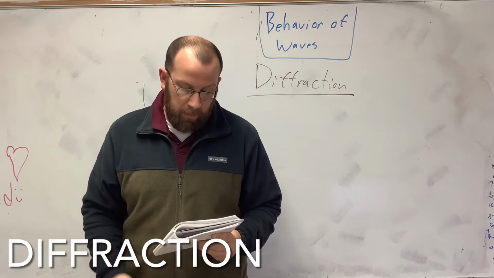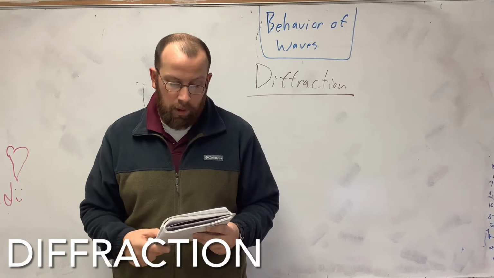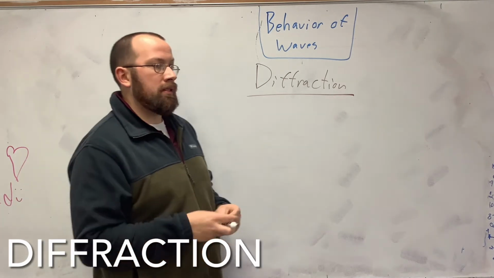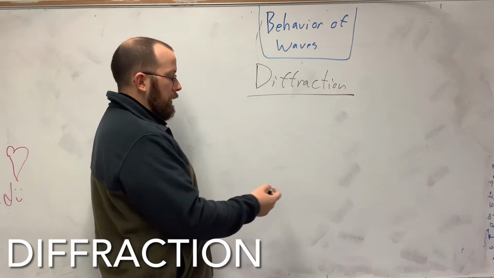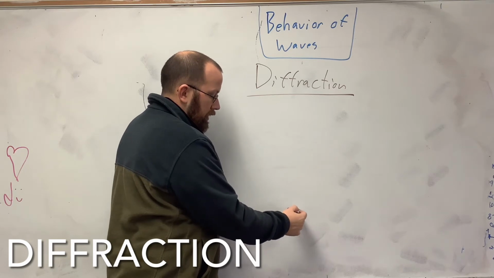So diffraction is when a wave bends around an obstacle or passes through an opening and spreads out. So an example of this is a loud crash in the hallway, or like when your fire alarm goes off at your house. So you have a large crash here.